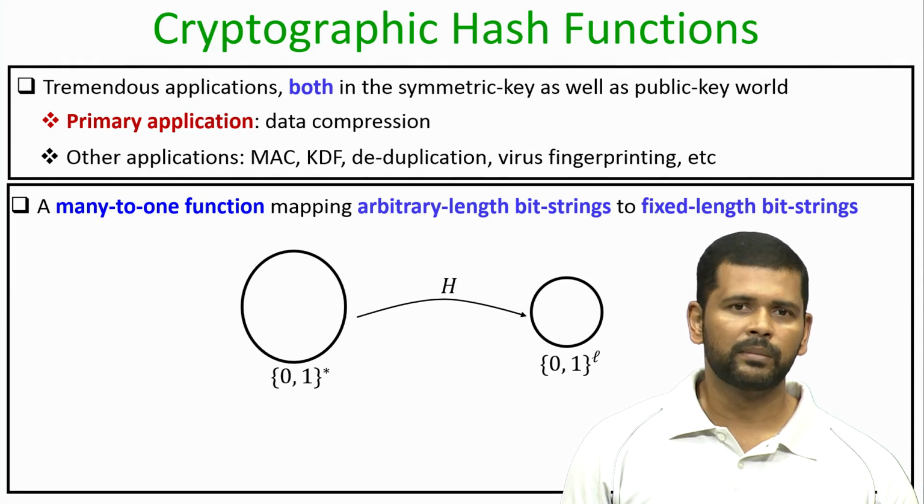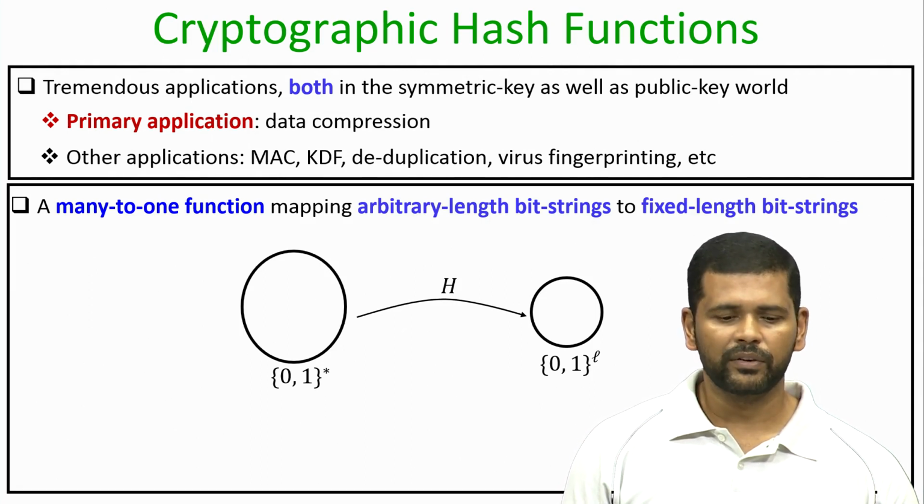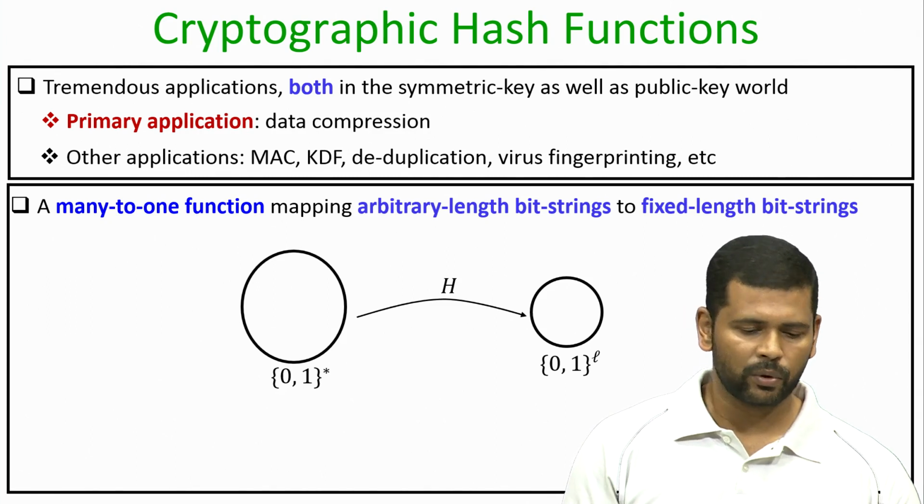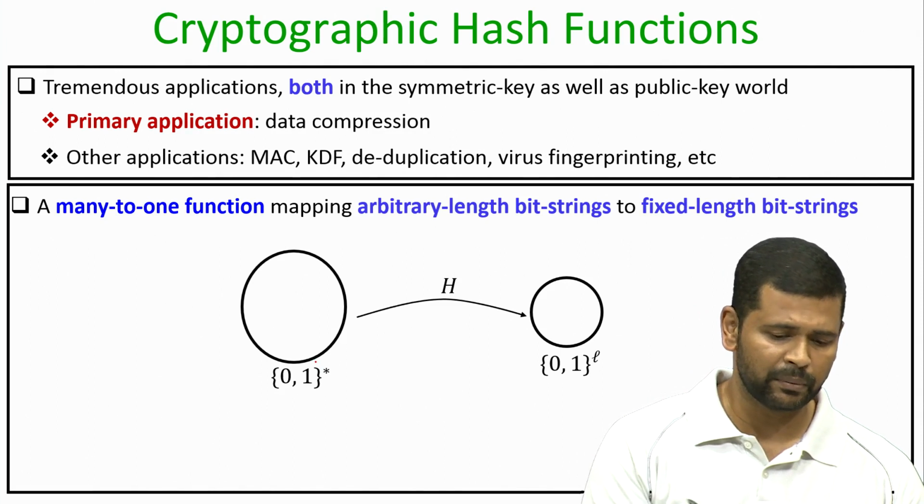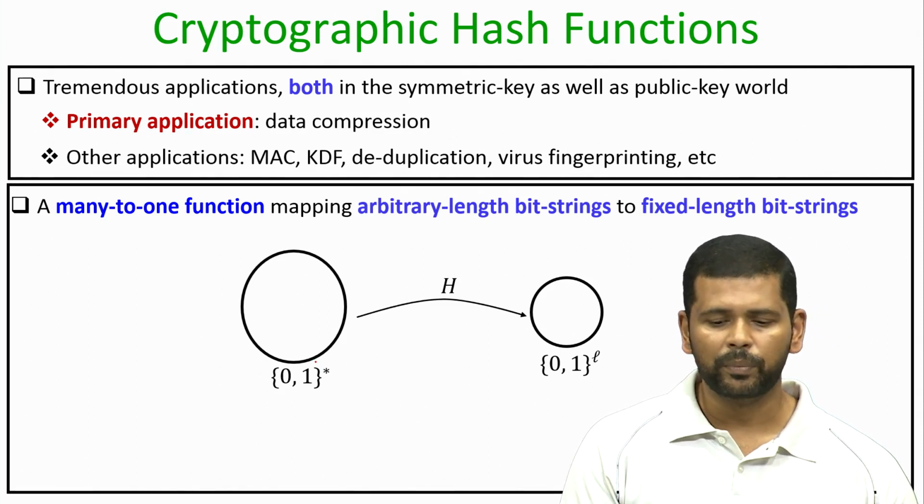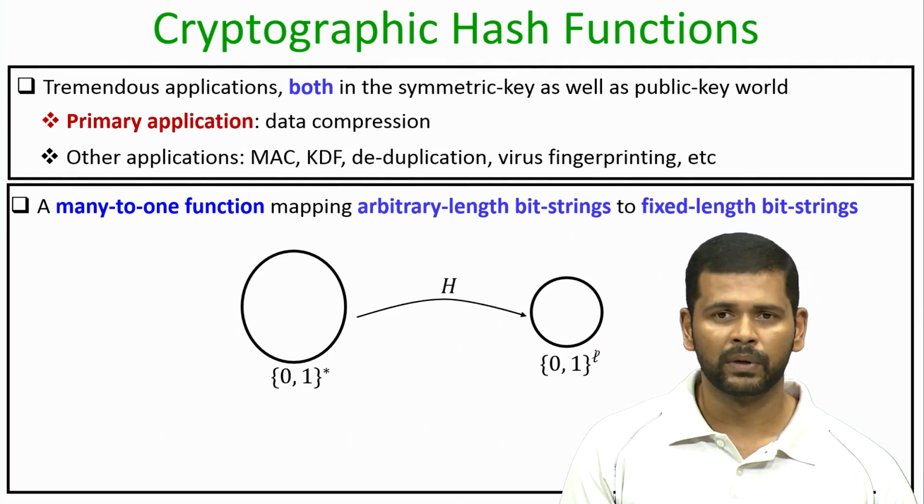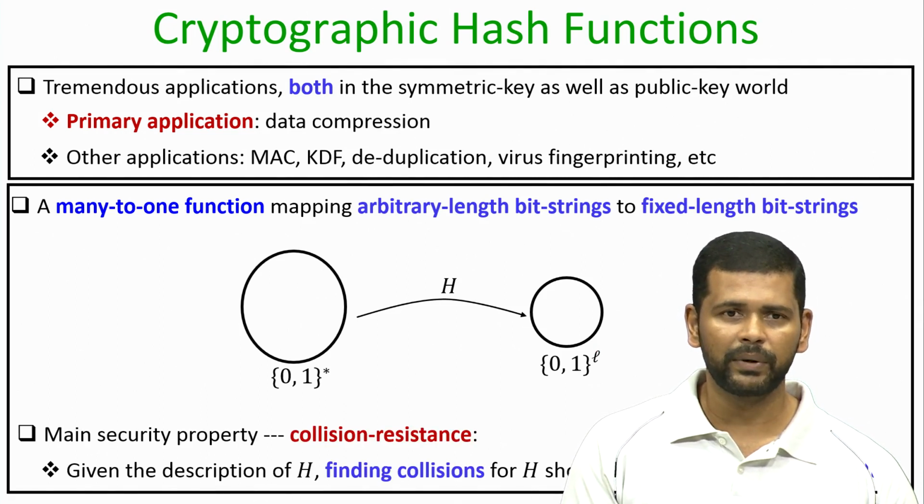On a very high level, a cryptographic hash function is a many to one function mapping arbitrary length bit strings to fixed length bit strings. So, the domain is the set of bit strings which can be of any length, and the output is always of a fixed length, say little l, where little l is some function of the security parameter.